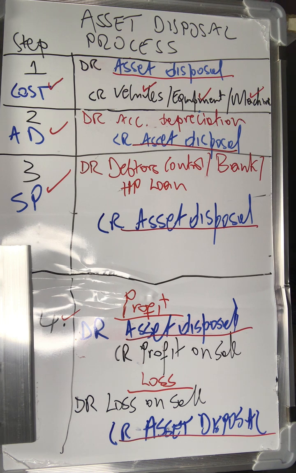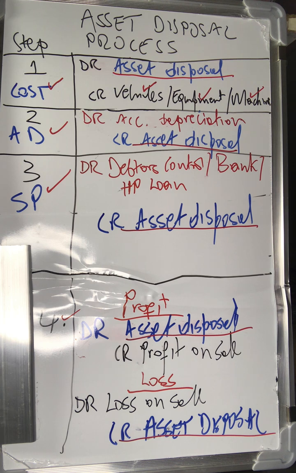So we said with step number 1, we are getting rid of the cost. How do we do so? We are going to debit asset disposal, our contra account. Then we are going to credit whichever of those assets we are selling. We can be selling our vehicles, one of our equipment, one of our machinery, one of our furniture, any of our depreciable assets.